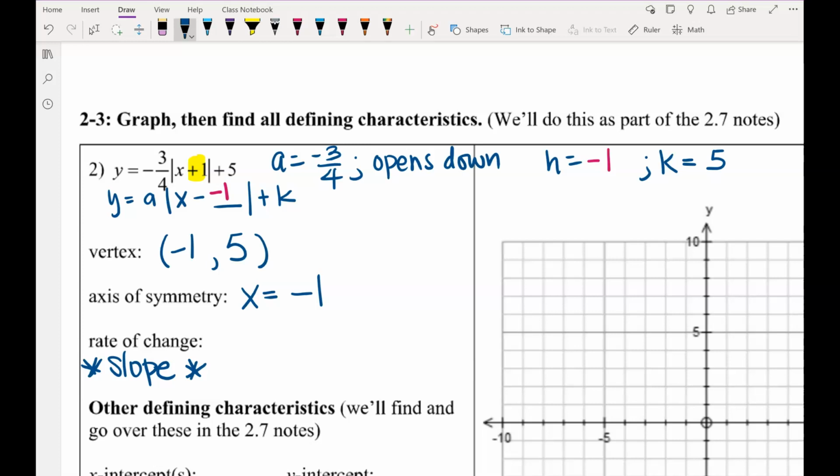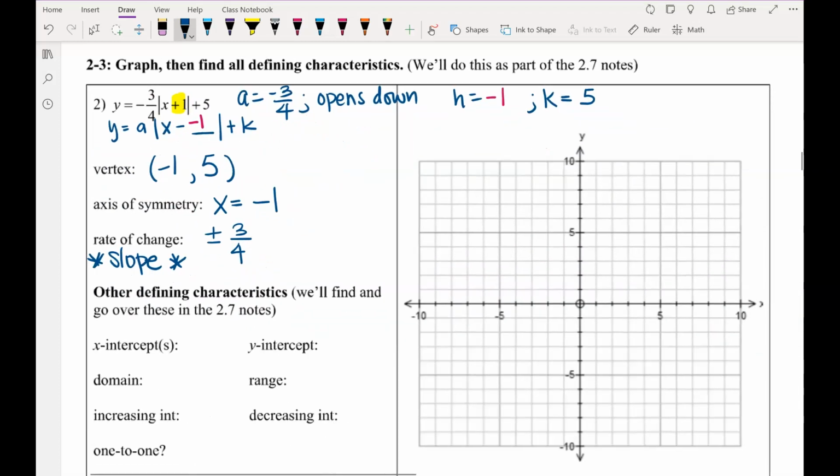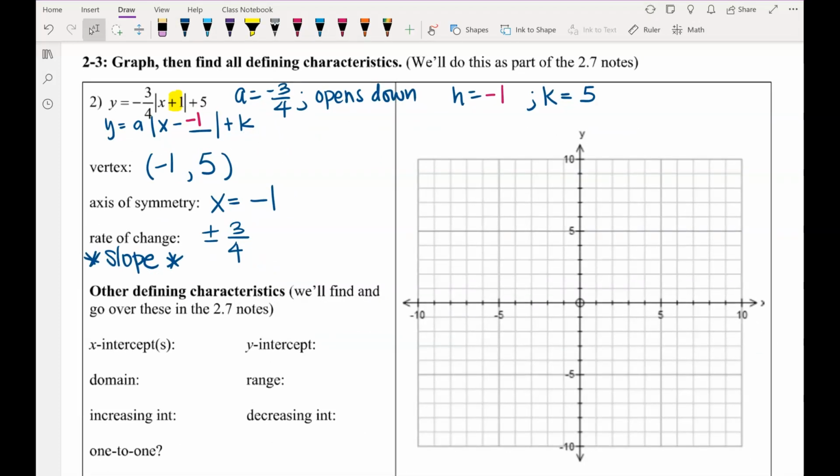Negative 3/4 and also positive 3/4. Whatever the A value is, that's our slope, and that's a plus and minus. Now step 1 says, graph what and what? Graph your vertex. We have the vertex. Let's plot it: negative 1, 5. In addition to the vertex, what else are we graphing? Axis of symmetry. Axis of symmetry is x equal to what? Negative 1. So that is right there.